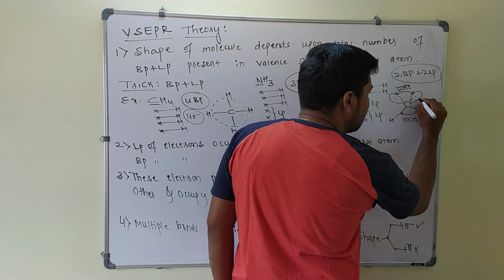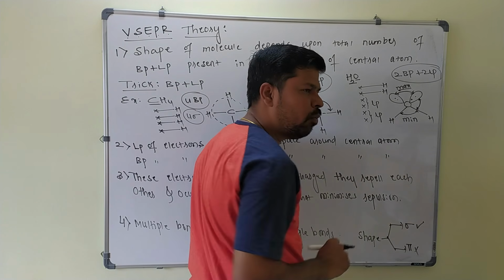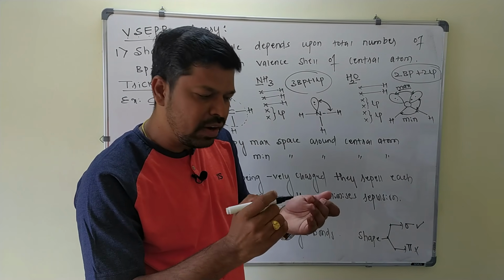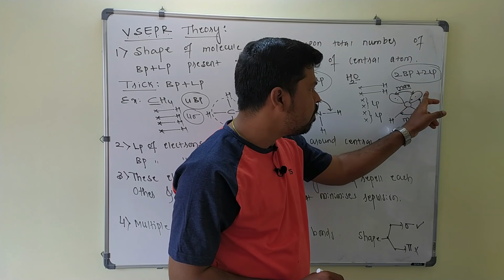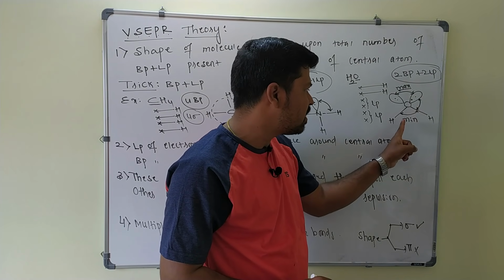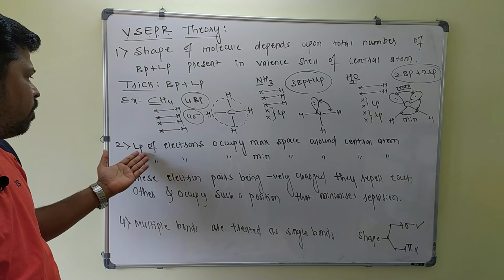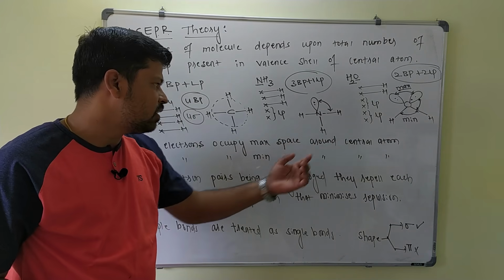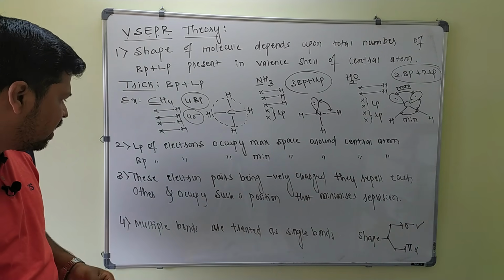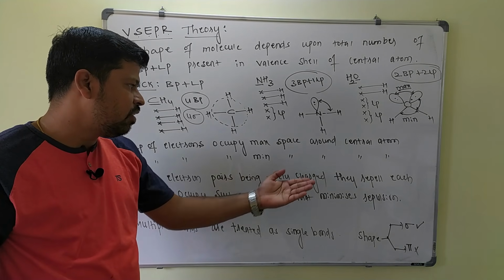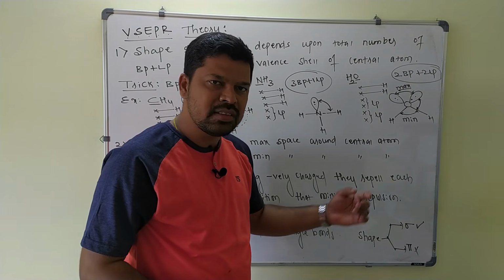Then the repulsion between a lone pair and a bond pair of electrons is in between. So the repulsive interaction is what? Lone pair-lone pair repulsion is maximum as compared to lone pair-bond pair, which is greater than bond pair-bond pair repulsion. That's why lone pairs of electrons occupy maximum space around the central atom, whereas bond pairs occupy minimum space around the central atom.